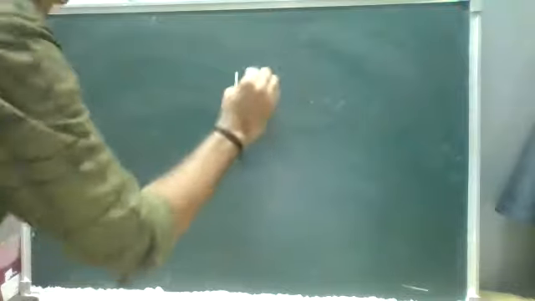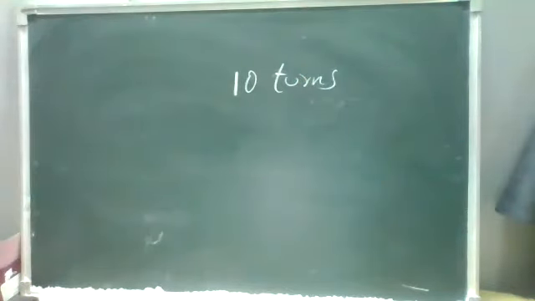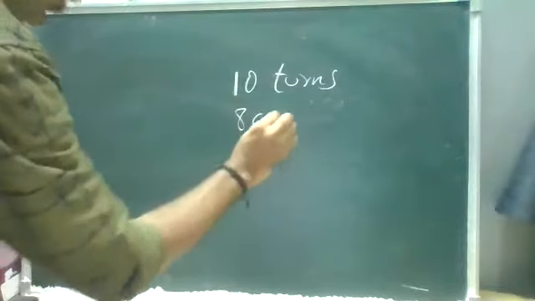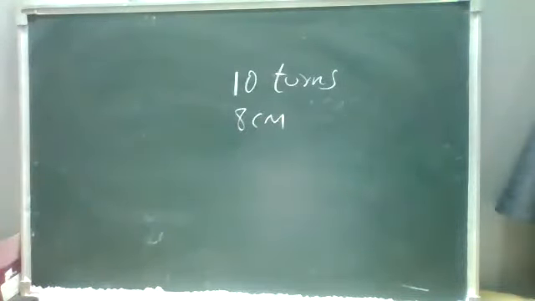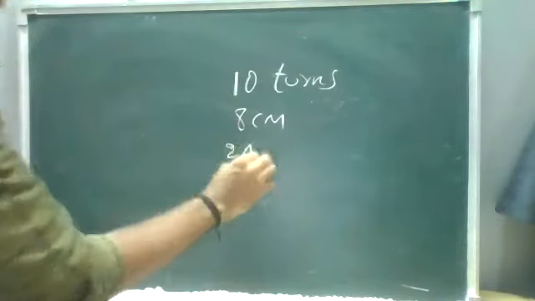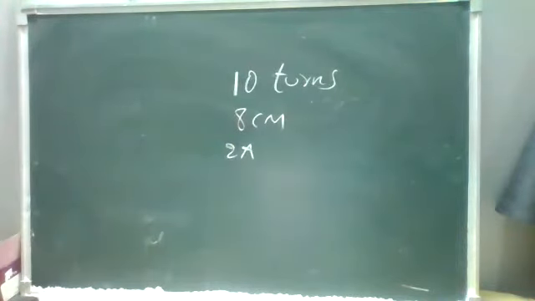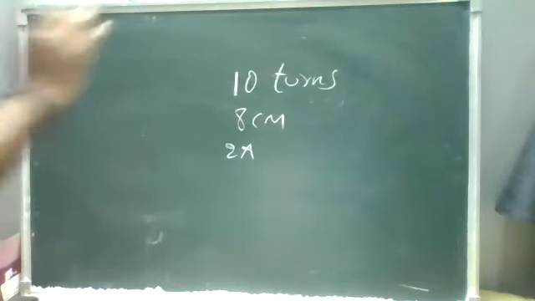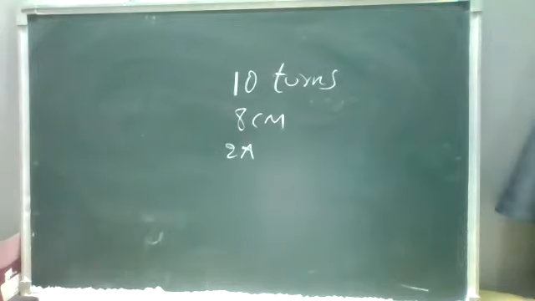It has 10 turns. Number of turns are 10, and each of radius 8 centimeters. It carries a current of 2 amps. The current appears to flow clockwise from the above. So when you are seeing from the above, the current is appearing to travel in clockwise direction.